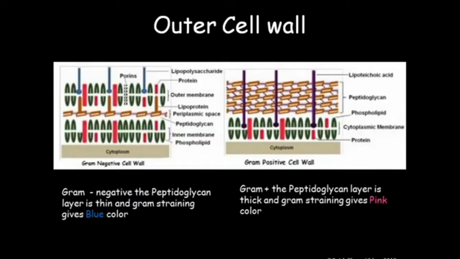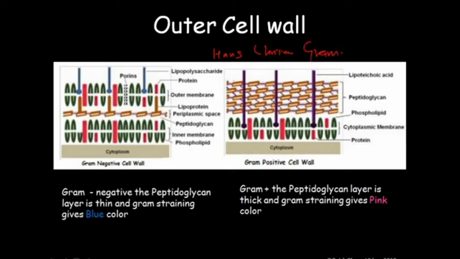So we see the cell wall in gram-positive and gram-negative bacteria. Now this gram staining was developed by the Danish scientist Hans Christian Gram.